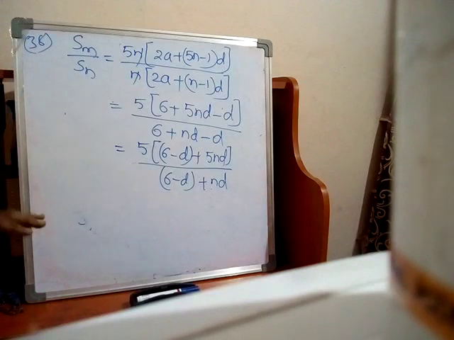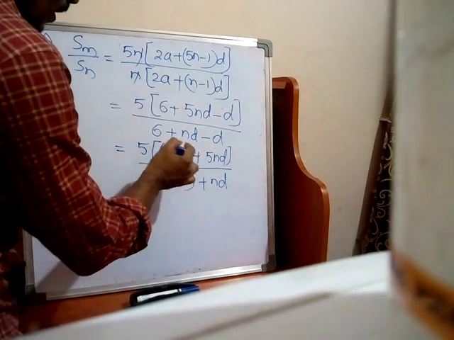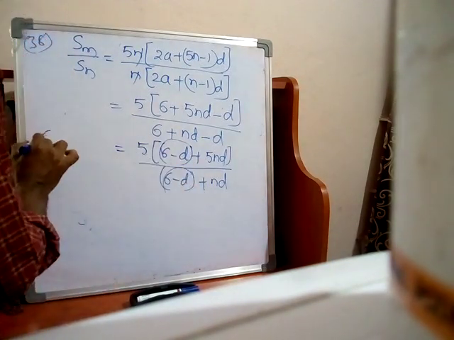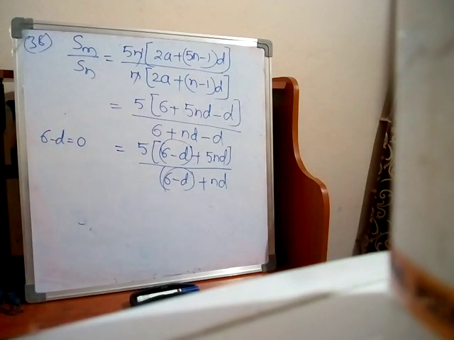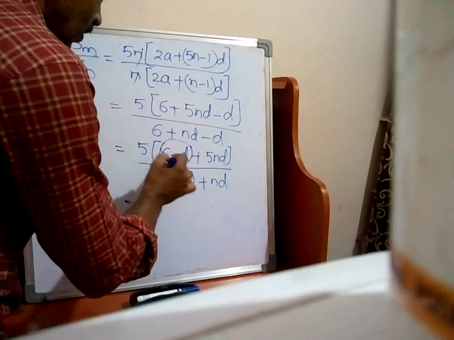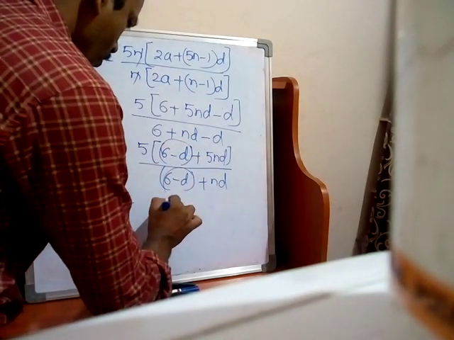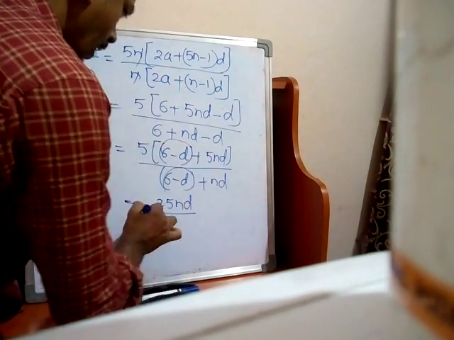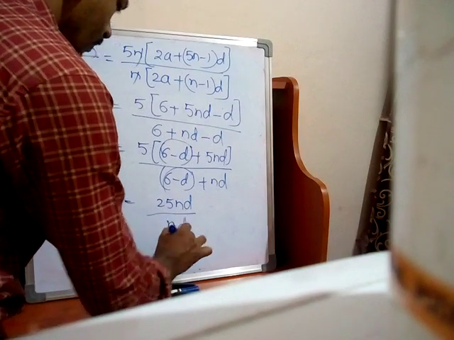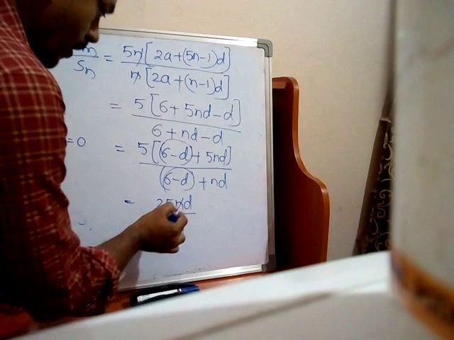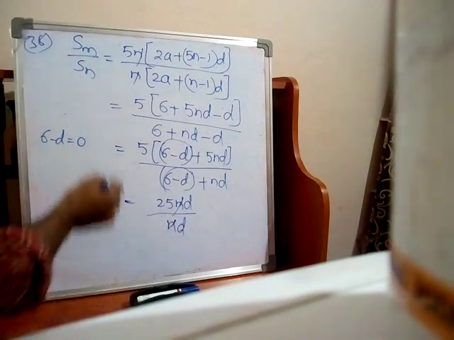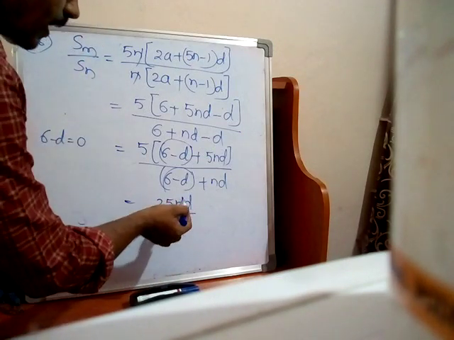If 6 minus D is 0, then what happens? If 6 minus D is equal to 0, then this is 0, and we get 5 times ND by ND. So ND cancels, D also cancels, and this ratio does not contain N.